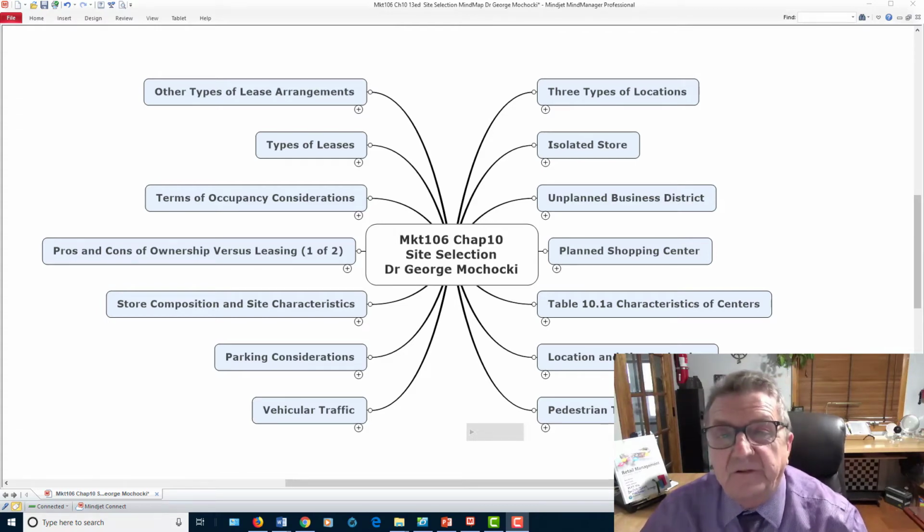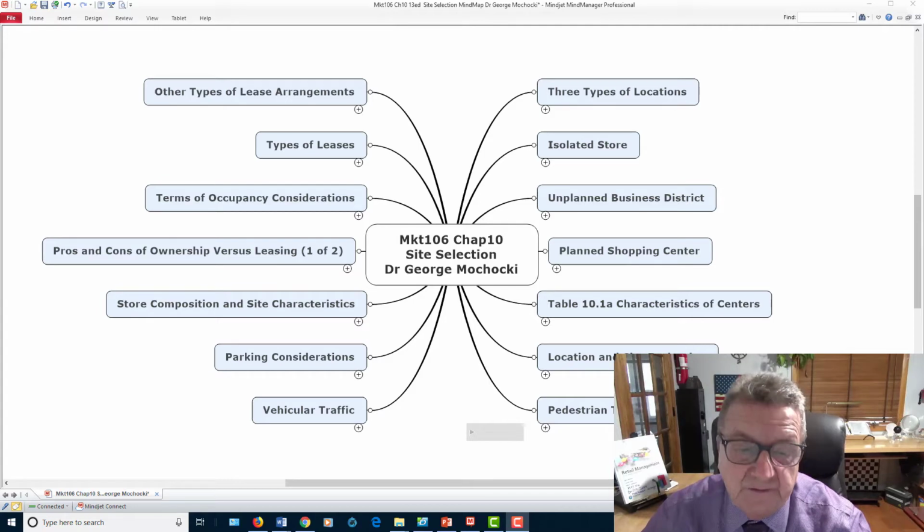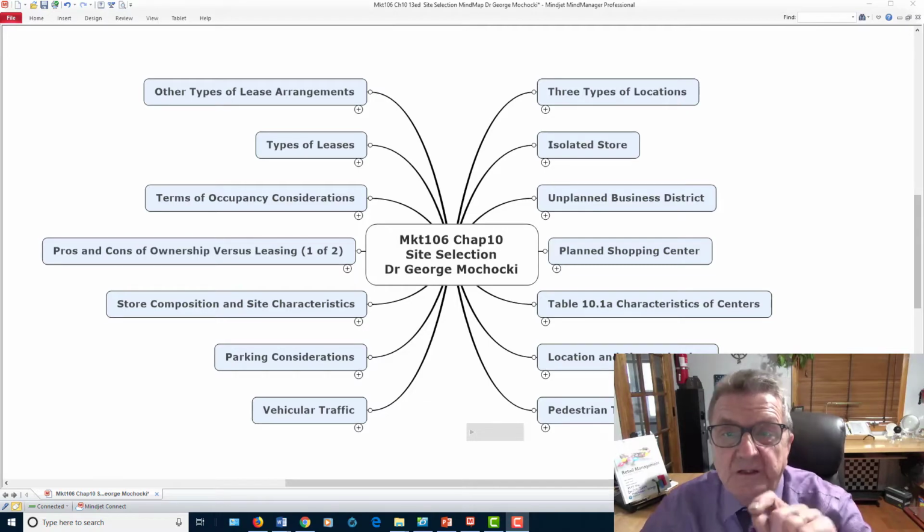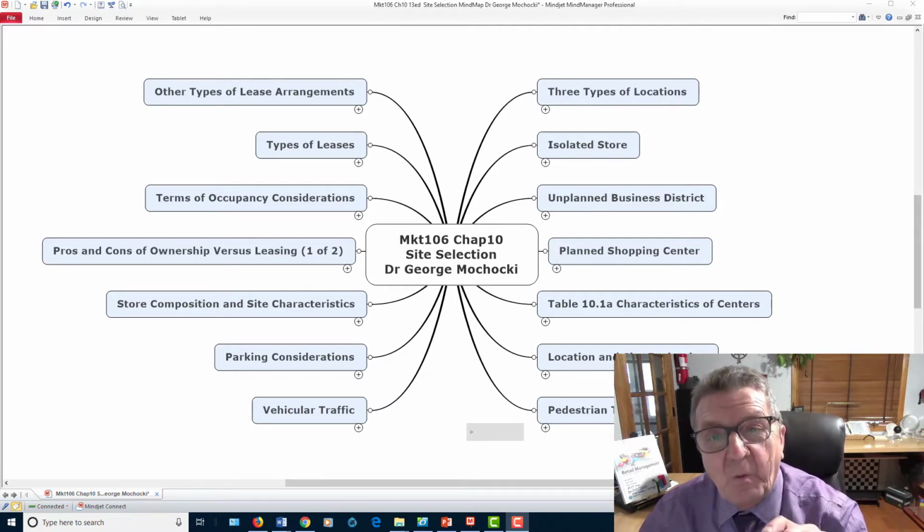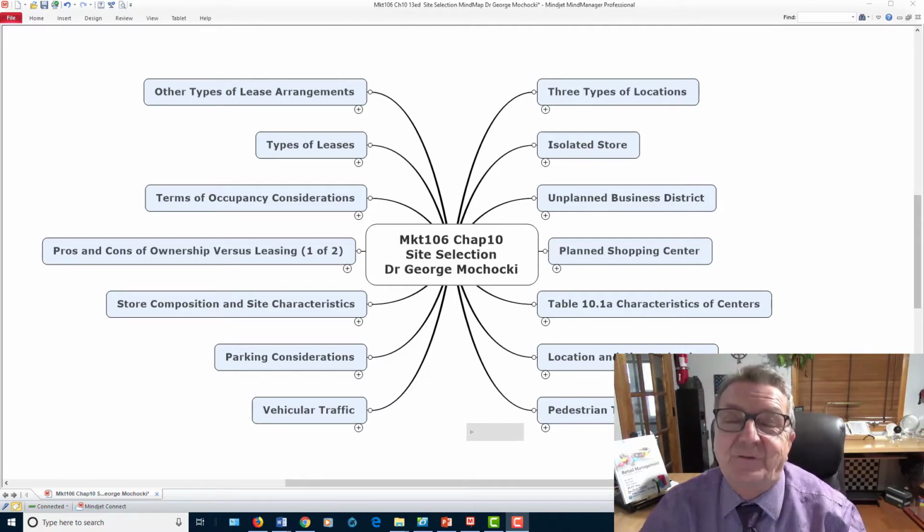We talked about customers. We talked about different trading analysis areas of consumers. We got all that information. Now we're ready to pick out a site. Where are we going to move our business to? Where are we going to start? Very important. It's going to be a whole new adventure.